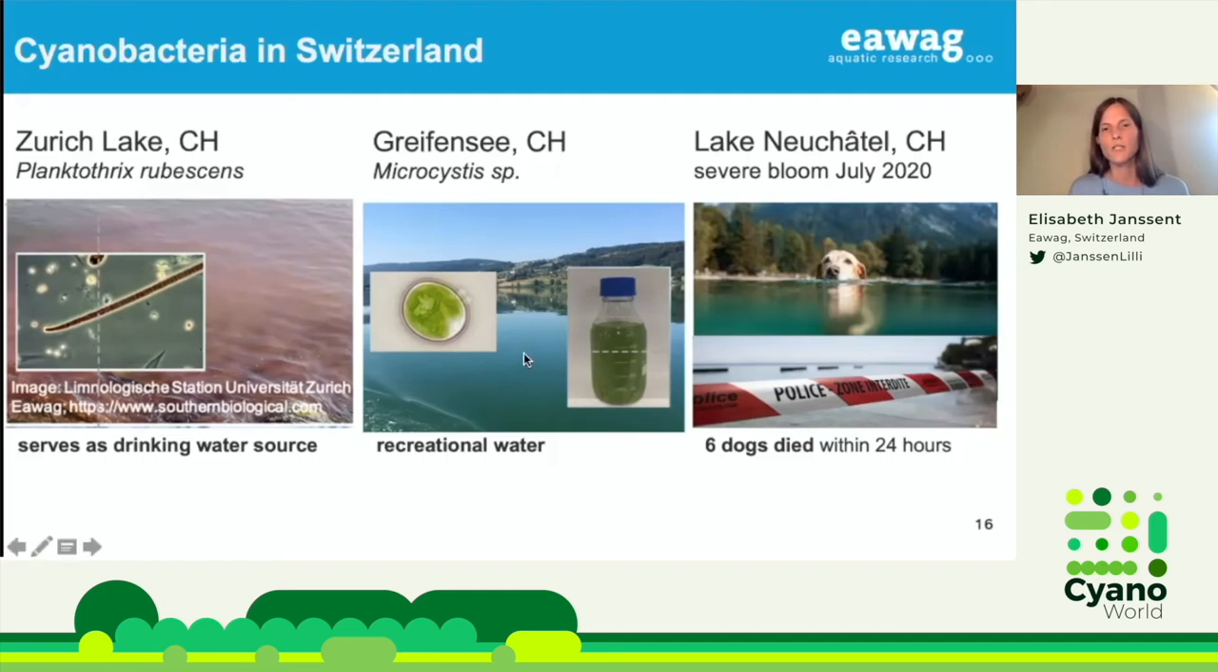And maybe a more prominent example is Lake Neuchâtel. Last year, we had a very temporary surface water bloom there where dogs played in the water and interacted with the water, and 6 of the dogs died within 24 hours. Of course, this always gets media attention, but it also just shows that Switzerland does have cyanobacteria, and depending on the development of these lakes, it might or might not become a bigger problem in the future.